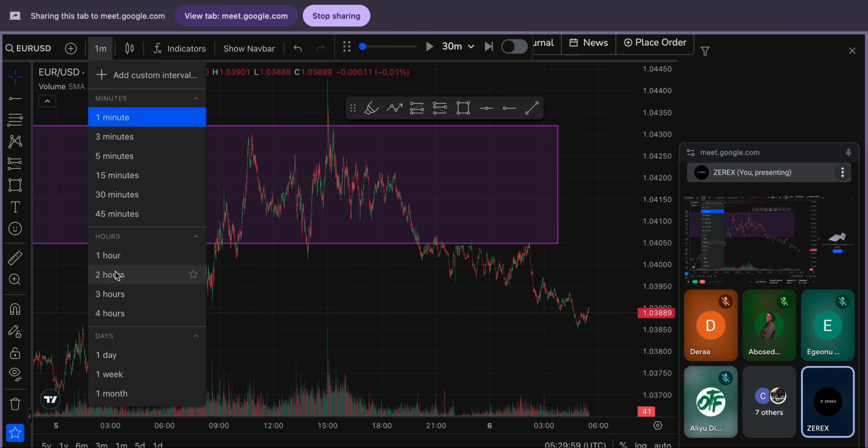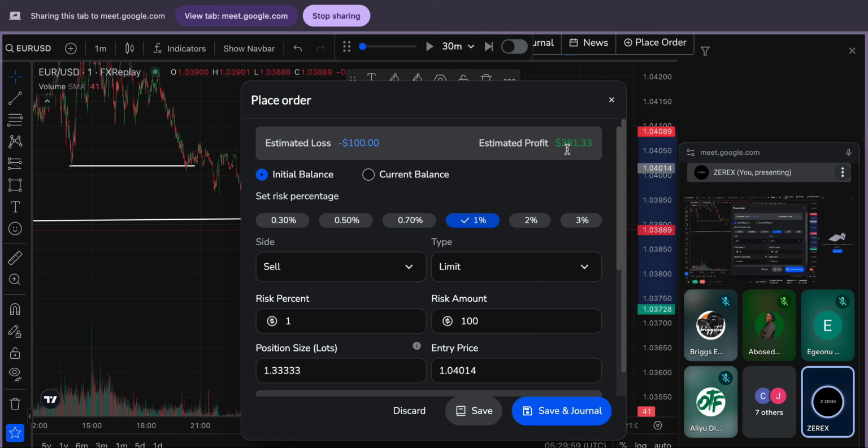And okay, let me sell this. Let me place an order. So now I'm placing an order and I have a 10K account. Look at the estimated loss, $100. Why? I'm risking just 1%. Look at the estimated profit, $381. That is 1 to 3.8, almost 1 to 4. This is what risk management is all about.